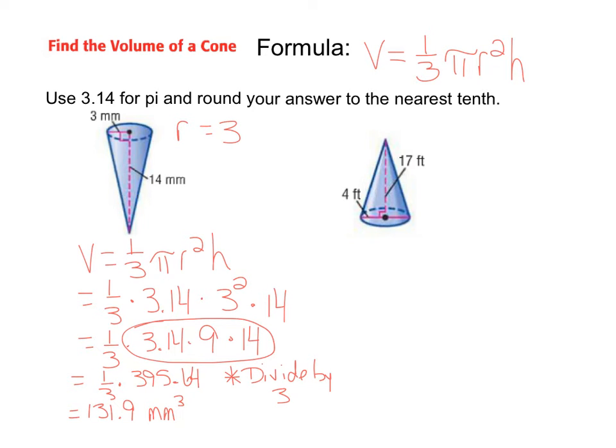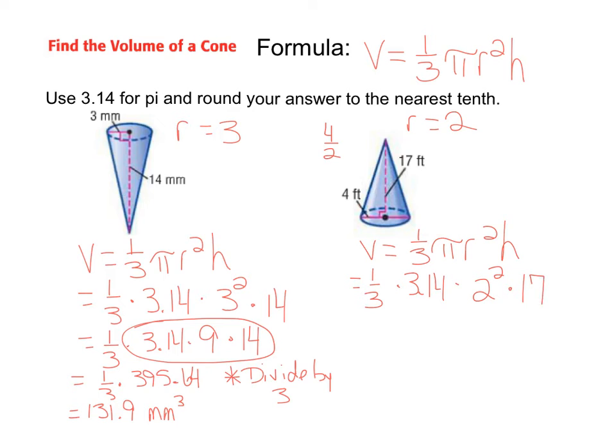Okay, let's do the next one. Let's look, first of all, they gave me the diameter here, right? They gave me all the way across. So if the diameter is 4, what's the radius? You take half of it, and the radius is 2. So my volume is 1/3 pi r squared h. That's 1/3 times 3.14 times 2 squared times my height, which is 17. So 1/3 times 3.14, 2 times 2 is 4, times 17.